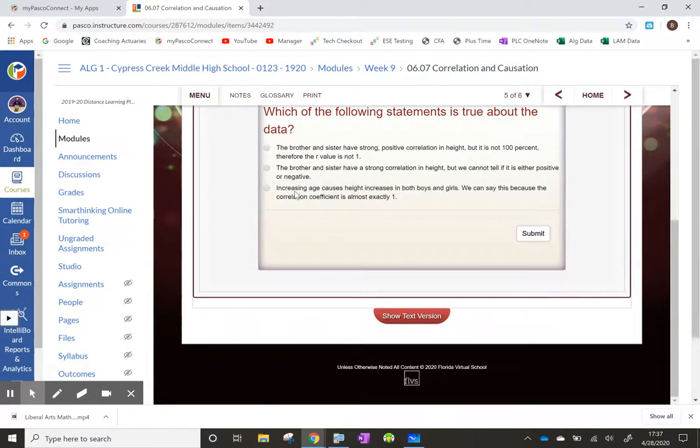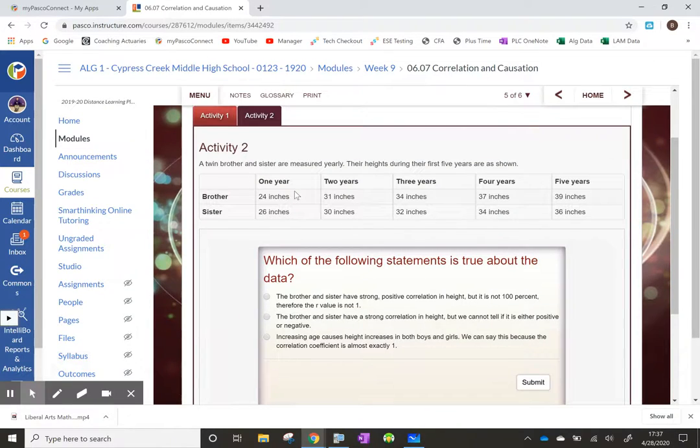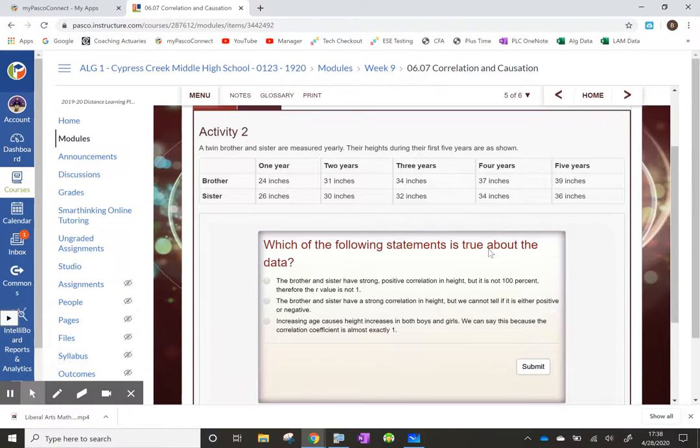And then lastly, a twin brother and sister are measured yearly. Their heights during the first 5 years are shown here. So brother, 1 year, 24 inches. His sister was, sorry, 26 inches in 1 year. After 2 years, the brother was 31, sister was 30. 3 years, 34, 32, right? You guys can see the data there. Which of the following statements is true about the data?